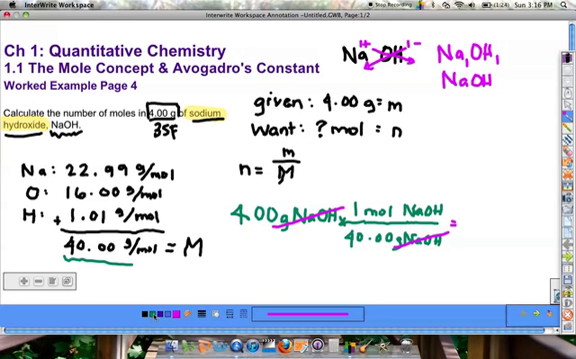So if I calculate, and hopefully you can see this without actually having to use a calculator, 4 divided by 40 is just 0.100. And the reason I have 3 numbers after the decimal is because when I deal with multiplication or division, we look at the value that has the lowest number of sig figs, which was this 4.00 that we started with. This one had 3 sig figs, and this is just a counting number. 1 mole is a counting number, so that does not factor into our decision about sig figs. So we would have 0.100 moles of NaOH.